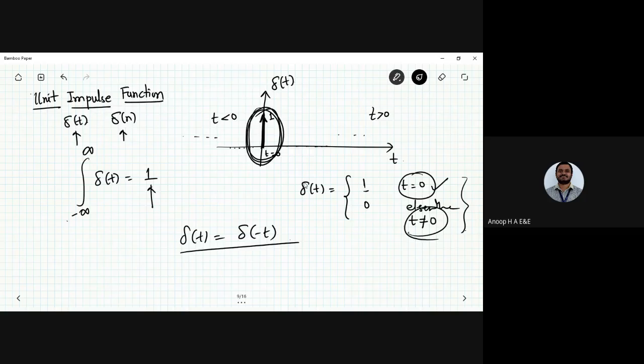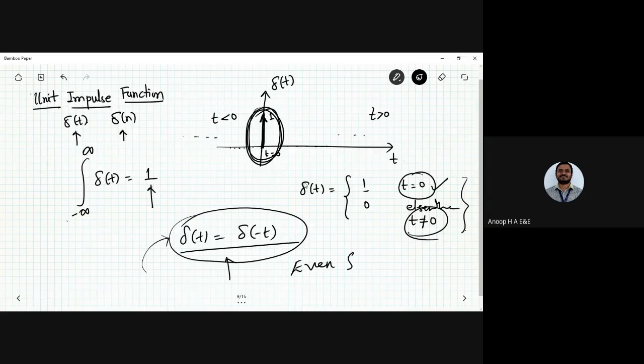Yeah. So can anyone recall what type of signal it is, what I've written here? Even signal. Exactly. So it is said to be an even signal. So the unit impulse function is an example of an even signal.